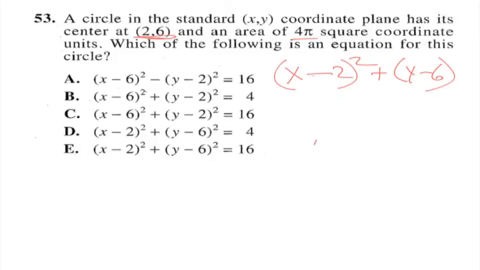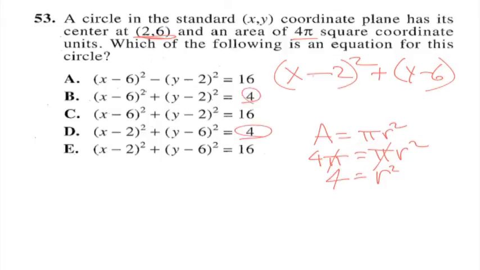If it's got an area of this, we have to start and say area is equal to pi r squared. So if my area is 4 pi and it's equal to pi r squared, the pi's cancel and I get r squared equals 4. So I'm looking at the ones that have radius squared equal to 4. Now I need the one that looks like this, and as we look at this one, the x is the 2, so it's going to be D for the answer to 53.